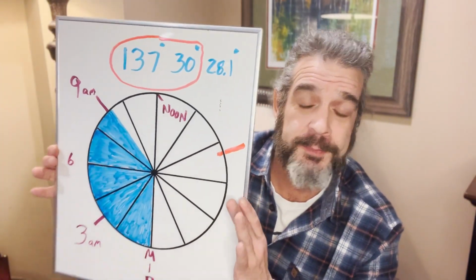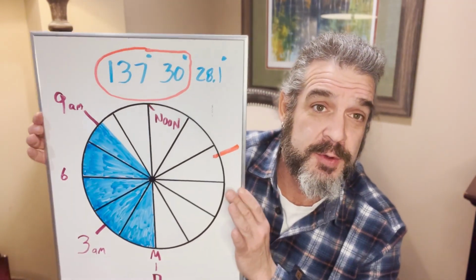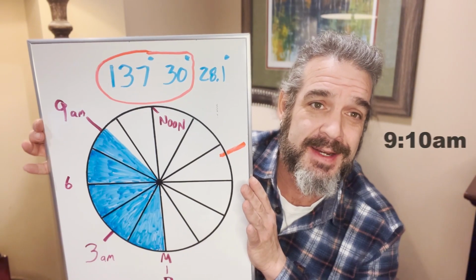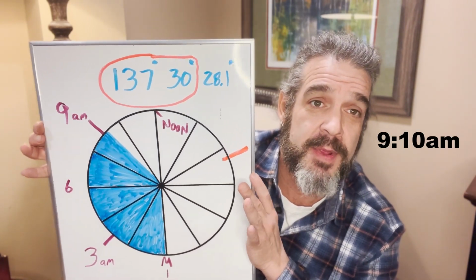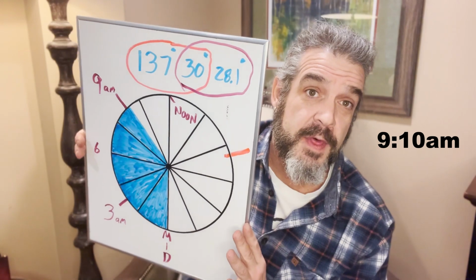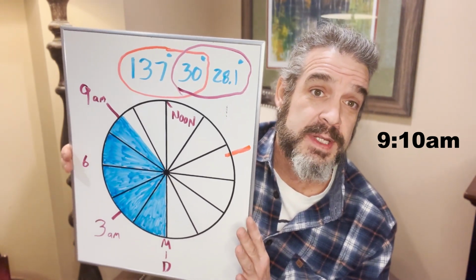We're going to use 137.30, okay? In time, 135 degrees is 9 a.m., so an extra 2.5 degrees is 10 minutes. 9 hours, 10 minutes. Remember that. Now, we're going to circle this part, which is the smaller fractal of it. The 30 minutes and 28.1 seconds.